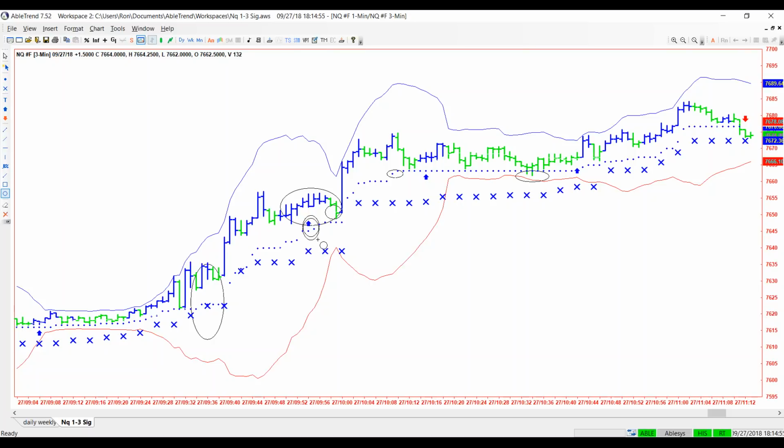Andrew, with changing to the TS indicator, the trends seem to last longer than the usual 30 minutes.